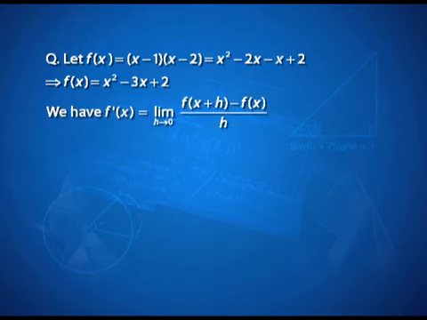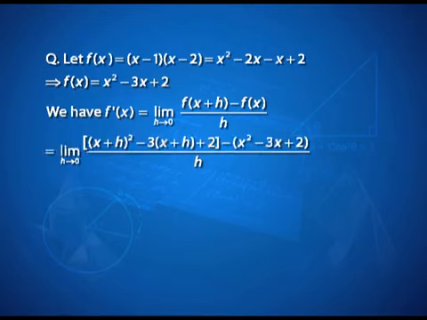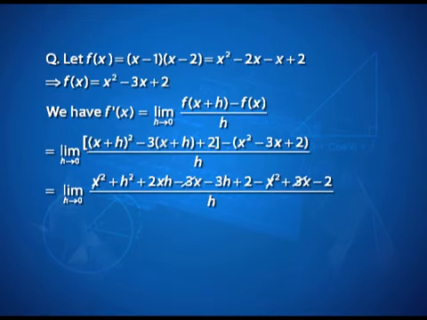Therefore, f dash x is equal to limit f of x plus h minus f of x upon h as h tends to 0, can be written as limit (x plus h) whole square minus 3 into (x plus h) plus 2 minus (x square minus 3x plus 2) upon h as h tends to 0. That can be written as limit x square plus h square plus 2xh minus 3x minus 3h plus 2 minus x square plus 3x minus 2 upon h.